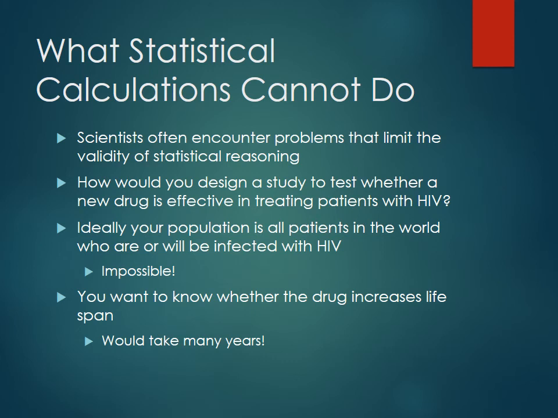So a lot of times you'll find that scientists or people running these studies are going to run into problems that kind of limit the validity of a lot of their statistical reasoning. Obviously, we can't do a lot of placebo-controlled trials. There's a lot of populations we can't do studies with. So if you imagine some protected groups, like pregnant patients, those are very difficult trials to do. A lot of times you just can't do them.